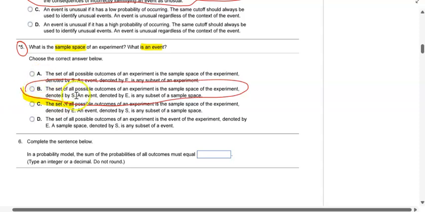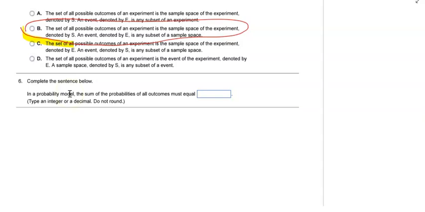The set of all possible outcomes of an experiment is the sample space of the experiment, which is denoted by S. Notice that the sample space is denoted by uppercase S, and an event, usually denoted by E, is any subset of the sample space. Therefore all possible outcomes is the sample space. The subset of the sample space is an event.